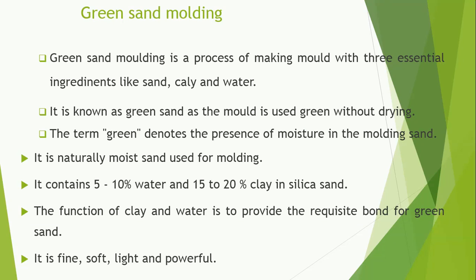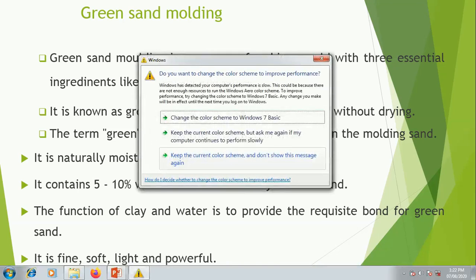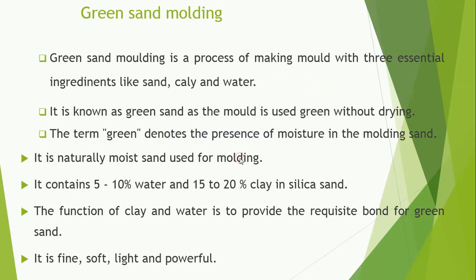I told you in the last to last lecture that there are three basic ingredients of green sand molding, that is silica sand 80 to 85%, binding material or clay or bentonite, that is 15 to 20%, and moisture content is 5 to 10%. All these are the basic ingredients, means they are essential to form the green molding sand.